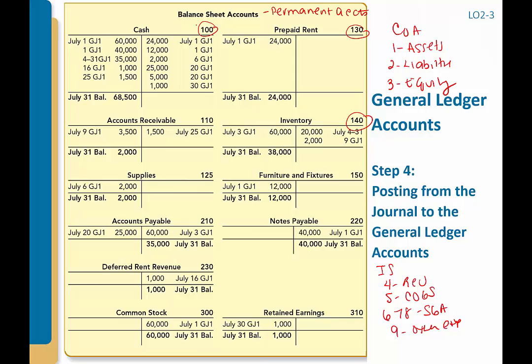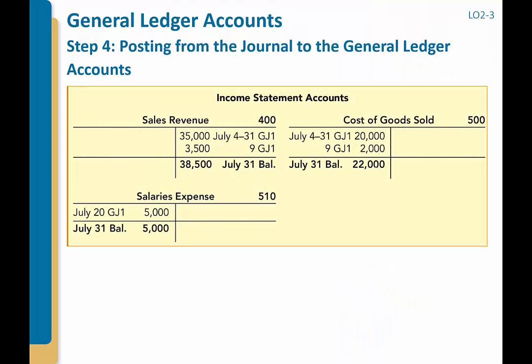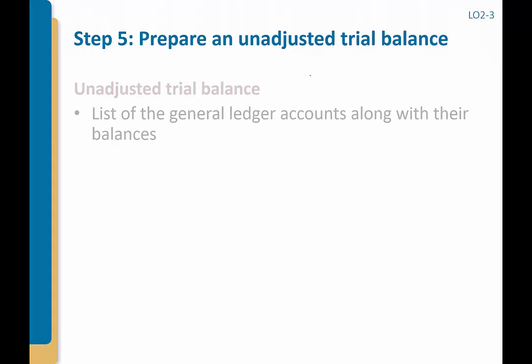So 101 or 100 is cash, and we see that most of our assets are in 1s. Our liabilities, as you can see here, are 2s, and our equity accounts are 3s. That's pretty standard. So once we post them, now we're looking at our income statement accounts, which remember, those are temporary accounts. And here we see the 4s for our sales revenue, 5 for our cost of goods sold, and then we included 5s in the salary expense as well.